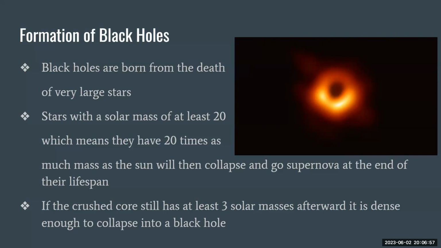And the crushed core at the end, if it still has at least 3 solar masses, is dense enough to collapse into a black hole. As for the questions, I just covered how they're created. And the reason why light cannot escape a black hole is basically because of gravity.